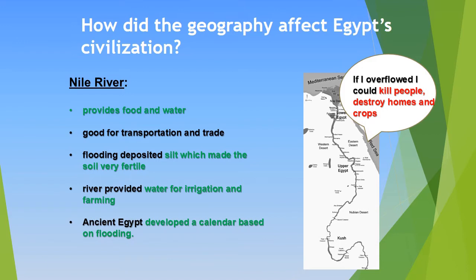Ancient Egypt developed a calendar based on flooding, actually, so that it could plant its crops at the perfect time. But if the river overflowed, it could kill people and destroy homes and crops. That's bad, right?